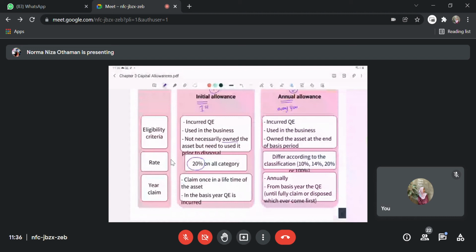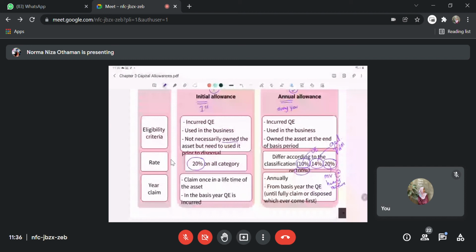So dari segi rate, IA rate dia adalah 20%, yang ini fix, 20% tetap. Tapi kalau annual allowances, the rate is differ according to the class. Okay, berbeza mengikut classification. So you akan jumpa 10%, 14%, 20% or 100%. Okay, yang ni saya akan tunjukkan selepas inilah 10% untuk apa. So usually 10% ni untuk office equipment, 14% untuk normal ataupun general plant and machinery, 20% for motor vehicle dan juga heavy machine. Boleh ikut ke kat sini?